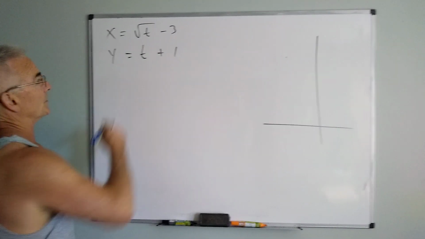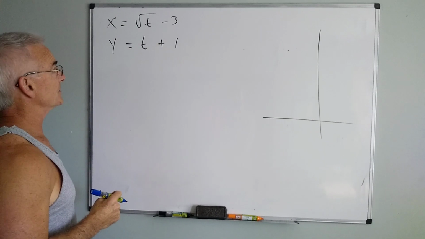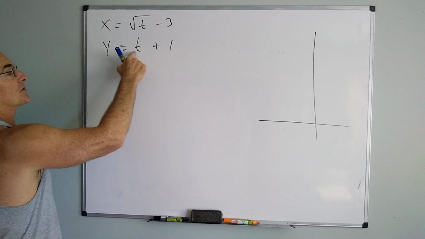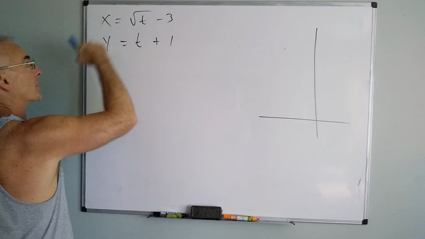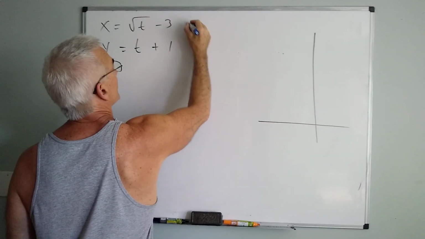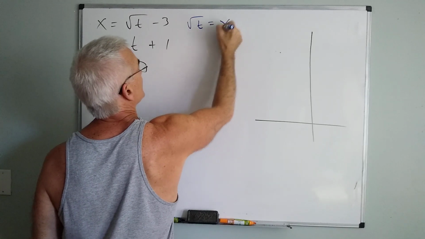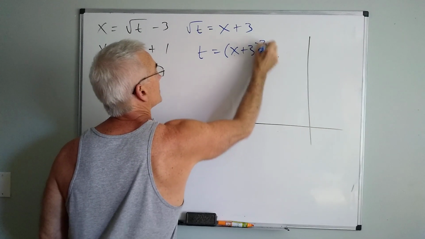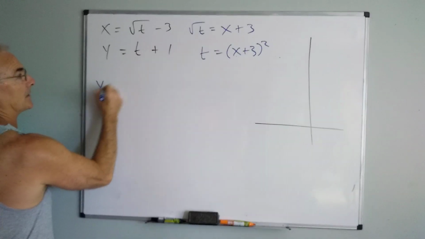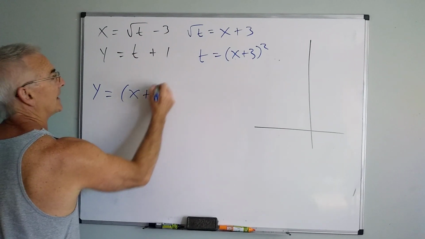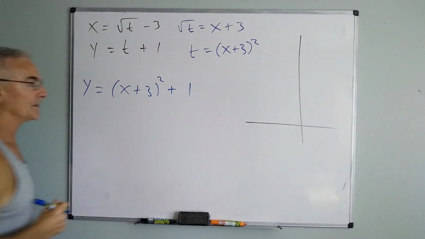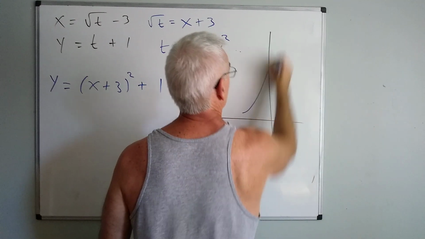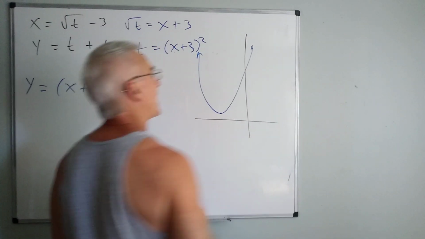Now let's consider this one here. I'm not going to mention any restrictions, so let's see what we get. Rather than make a table of values, let's just be clever and solve for t and then plug back in. So in this case here, the square root of t would equal x plus 3, so t would be the square of that. And if I put it into this statement, I get the parabola y equals x plus 3 quantity squared plus 1, which seems rather simple. That would be a parabola that looks something like this.